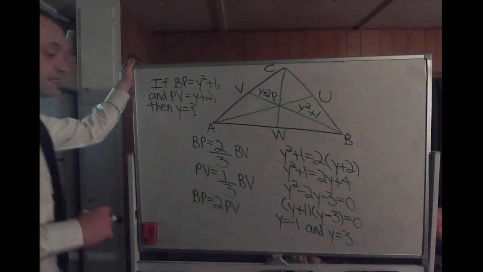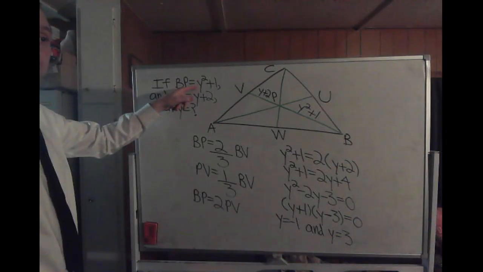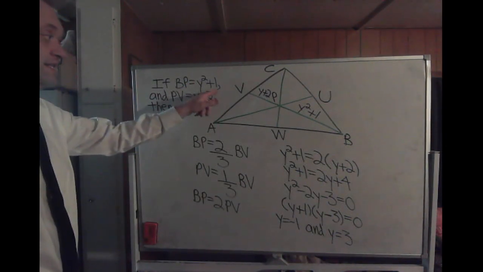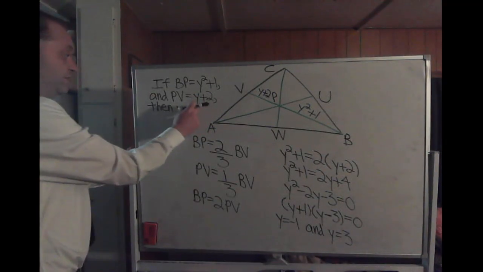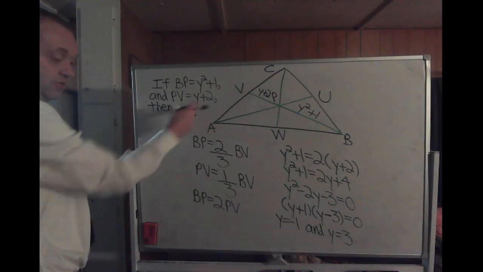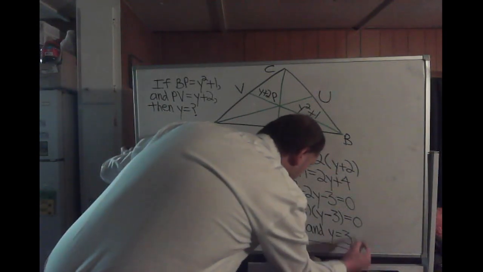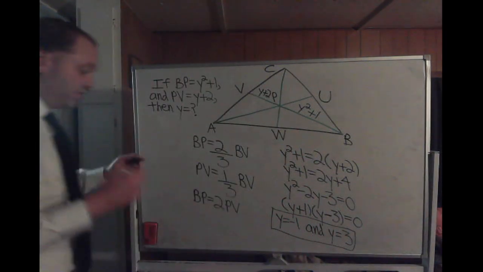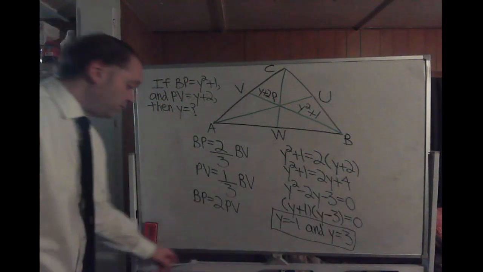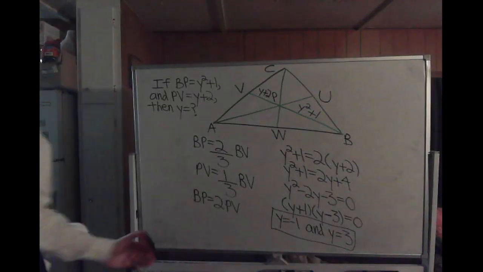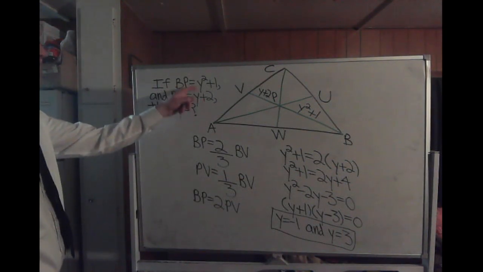Now, let's input y equals 3 into BP. Of course, 3 to the second power is 9. Add 1, that's 10. Then if you put 3 into PV, put that in for y, 3 plus 2 is 5. So actually, you would have two values for y. They both check out, negative 1 and 3. This is a rare instance where you will get negative values for variables in geometry. It doesn't happen very often, but that's where you have to really do your homework and plug in the values.